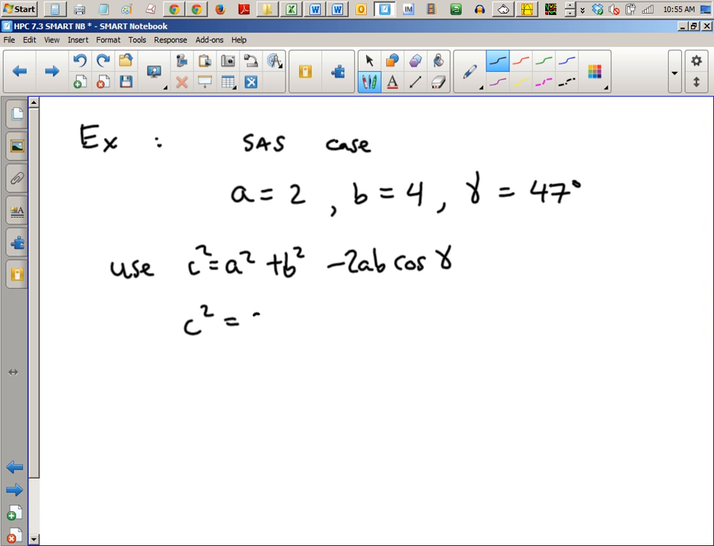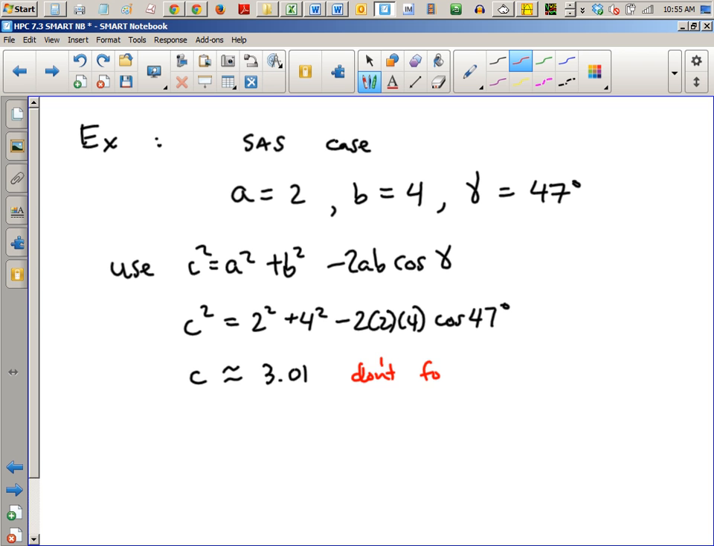So you have c squared equals 2 squared plus 4 squared minus 2 times 4 cos 47. And if you type all this in, I think you get 3.01. Don't forget to square root, right? Pretty important. So 4 plus 16, basically minus 16 cos 47, that's 9.08. You have to square root. It's 3.01. So I'm just going to write a reminder: don't forget square root. Okay? So that wasn't too hard.